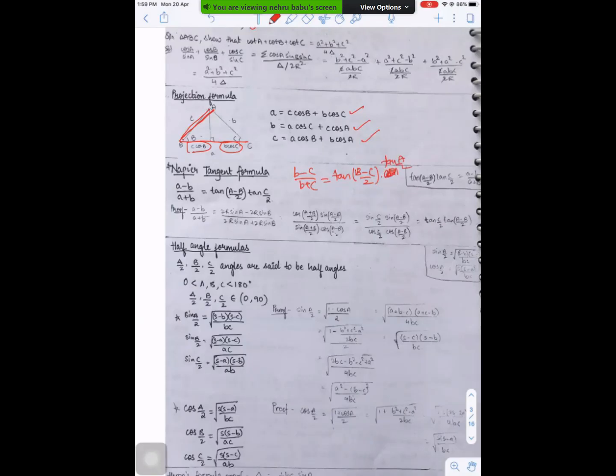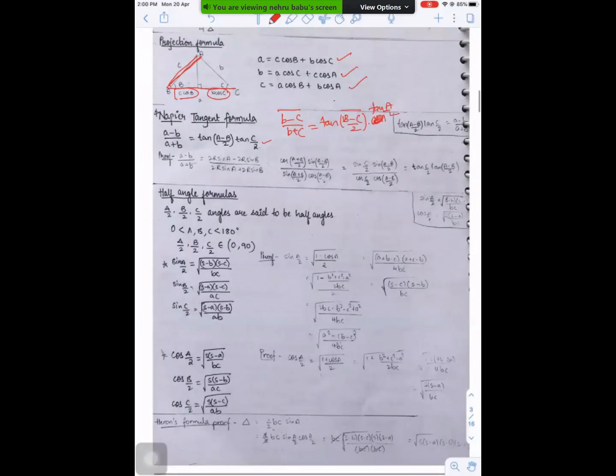Similarly, (A minus B)/(A plus B) equals tan((A minus B)/2) into tan(C/2). Like the third result, (C minus A)/(C plus A) equals tan. Exactly whatever order is there, the same order is there here also. If you want proof, use the sine rule. Many results in this topic have proofs using either the sine rule or the cos rule, and we will solve the problems.